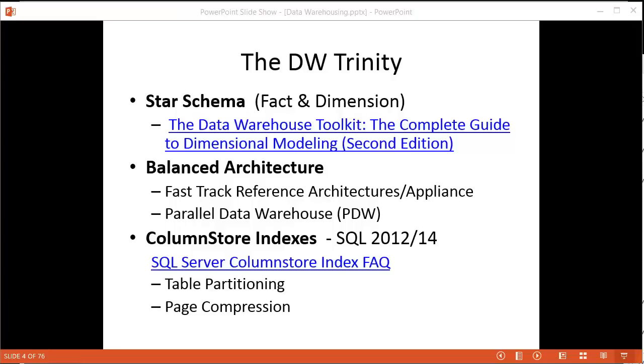So, starting at the very top with star schema. Star schema is the appropriate data model for data warehouse type workloads, mainly because it uses centralized fact tables. These fact tables can be optimized for scan-centric operations. Remember, that's fundamental to having the data warehouse workload perform well.